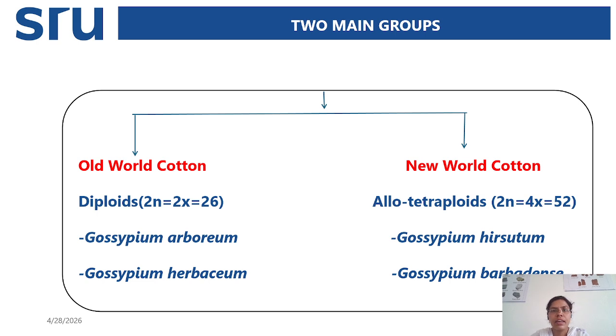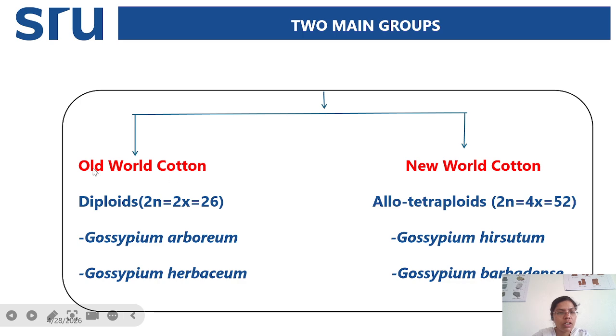And next we'll discuss the different types of cotton. Generally, cotton is divided into two main groups. One is Old World cotton, and the next one is New World cotton. Old World cotton species are diploid species with chromosome number 2n equal to 26. These are the Old World cottons which were cultivated earlier, and they include two species, Gossypium arboreum and Gossypium herbaceum. So this is about Old World cotton.